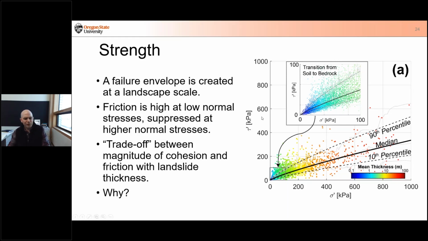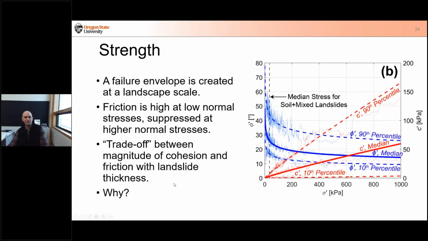So what we see here is that friction is high at low normal stresses, but tends to be suppressed at higher normal stresses. And there does tend to be somewhat of a trade-off between the magnitude of cohesion and friction with landslide thickness. And we kind of wonder why. We're still kind of asking the question, to be honest with you. But here we see the envelopes between effective stress and friction angle. Ignore the tail of this over here. There's no values there, but we can see that there is a distinct trend for friction angle with effective stress here.